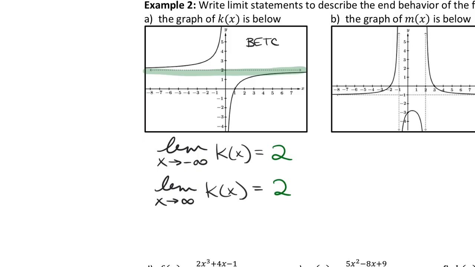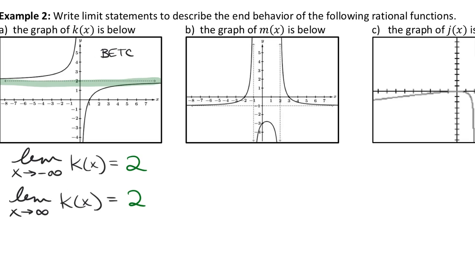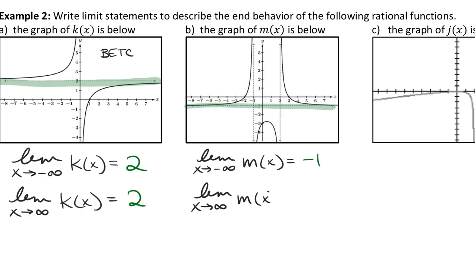Okay, let's do the same thing for M. So can we identify where the horizontal asymptotes are? There's only one. Negative 1. Don't be fooled by the vertical asymptotes there. We'll get to those later. The horizontal asymptote is going to help us find the end behavior. On either side, what is the graph flattening out at? Negative 1. So we know that we can write the limit statements. The limit as x approaches negative infinity for m of x would be equal to that number, negative 1. And the limit as x approaches positive infinity of m of x is equal to also negative 1.